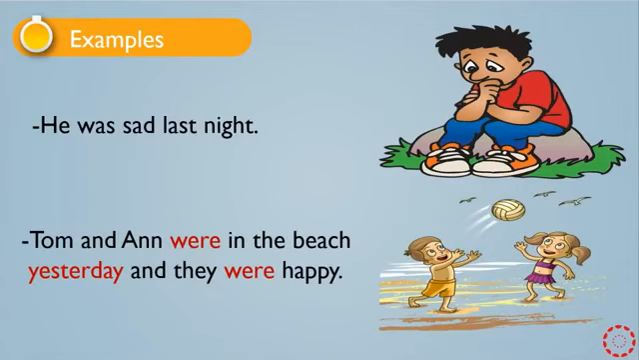Tom and Anne were at the beach yesterday and they were happy. We have used were here because we have two names, Anne and Tom. It becomes they. Whenever we have they, we use were. Very good. Because we have two names, it becomes they. Then we use were. Very good.